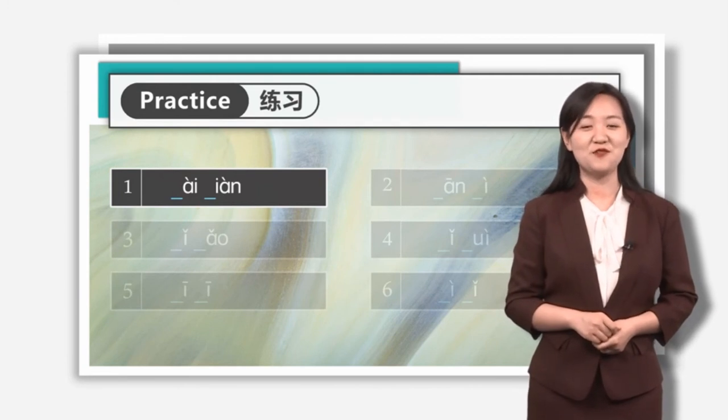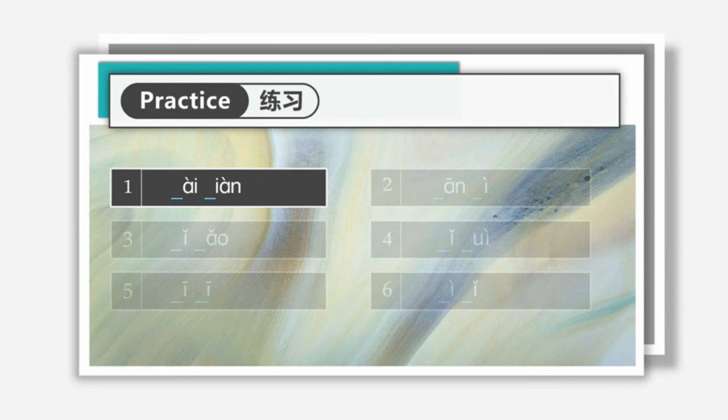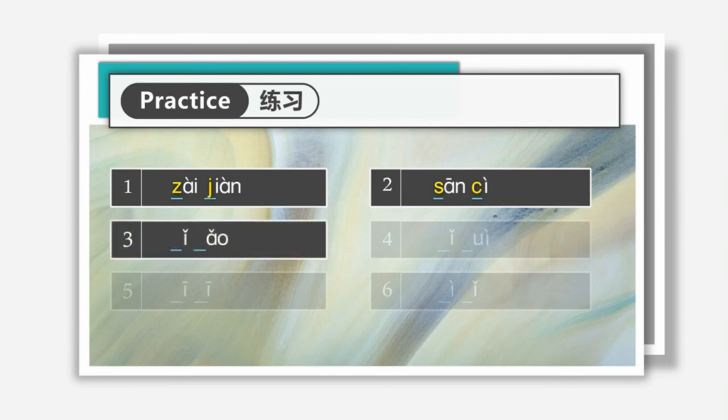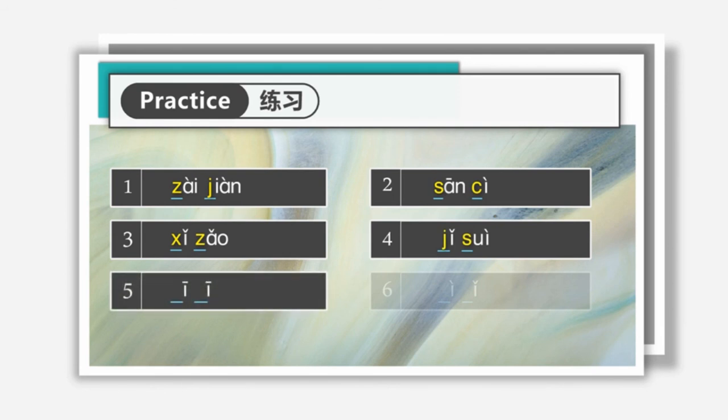Fill in the blanks according to what you hear. 1. 再见. 2. 3次. 3. 洗澡. 4. 几岁. 5. 司机. 6.